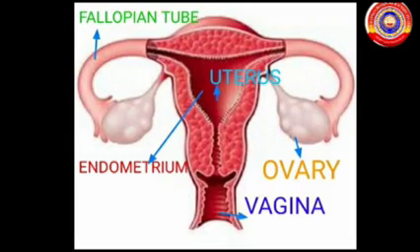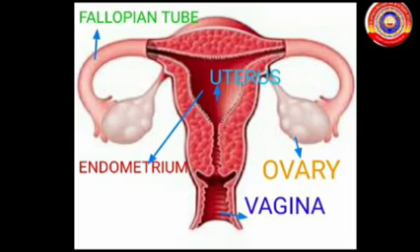Next, we studied the female reproductive system. The female reproductive system has 5 parts. The first one is the ovary. It produces ovum and female hormones. The second one is the fallopian tube, or oviduct. It carries the ovum to the uterus. Fertilization takes place in the fallopian tube.